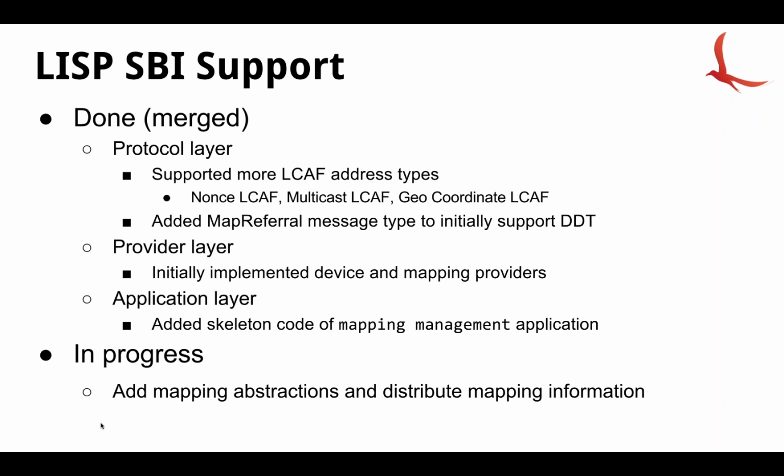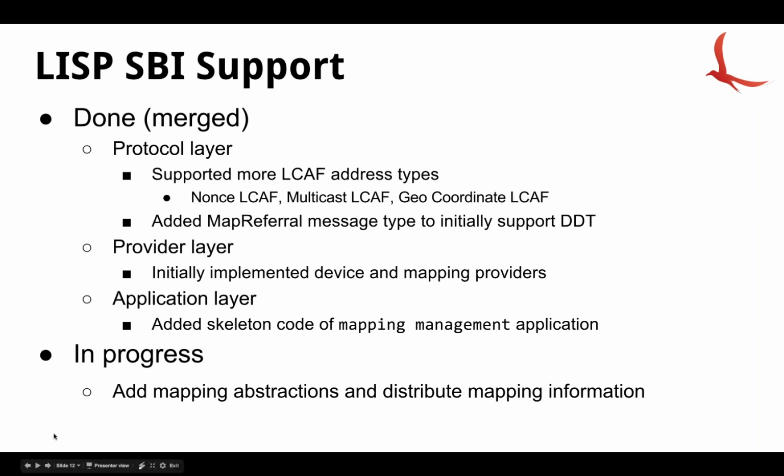For the provider layer, we provide the initial implementation of device and mapping providers, and the domestic provider will be added later as long as the virtual part is done. For the application layer, we added the skeleton code of a mapping management application. This application is something we plan to work on in the K release. All of the items listed above were merged in the master branch. Then we are still working on adding mapping abstraction and the features of distributing the mapping information across ONOS controllers. That's all we have in this sprint.